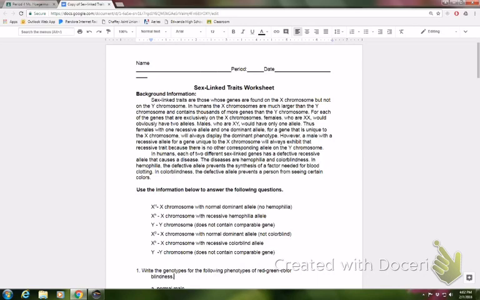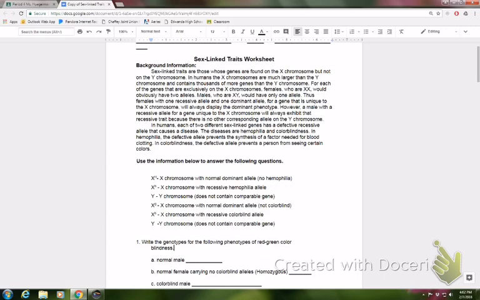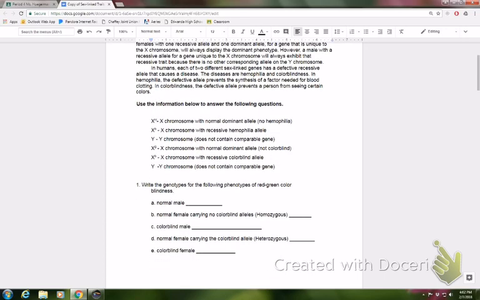So the background information is important because it will remind you what kinds of letters we use for sex-linked Punnett squares. Then there's some information about hemophilia and color blindness. So you'll use XHs for hemophilia problems, which is a blood clotting disorder, or you'll use XB for color blindness. So those are both inherited on the X chromosome.